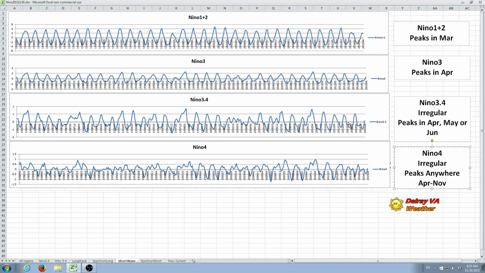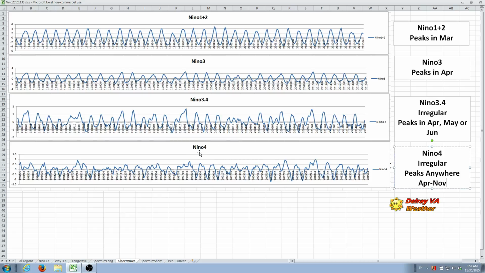The characteristics here would suggest that there might be another cycle different than the 12-month cycle. So we really don't know too much about what's going on, other than we have irregular peaks, anywhere April, May, or June, and there's really no regular periodicity between peaks.